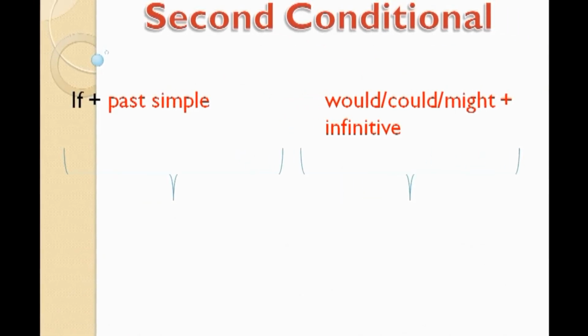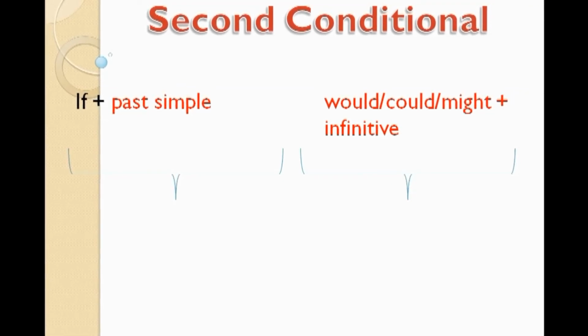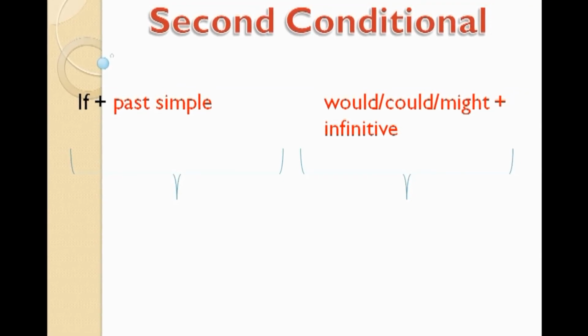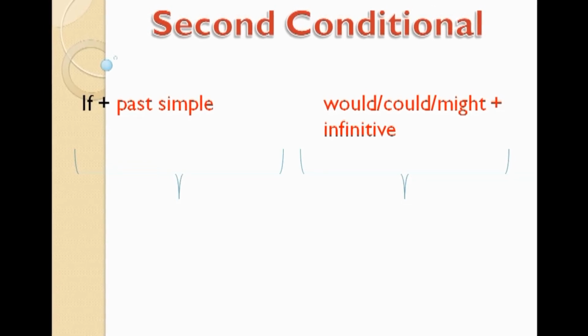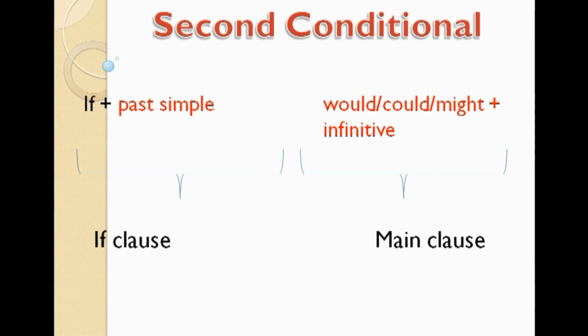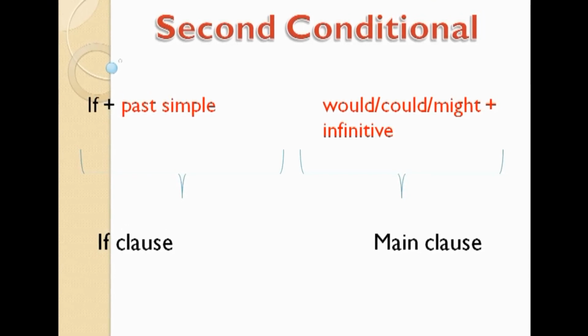And in the end, we form the second conditional by using the past simple in the if clause and one of the modals, would, could, might, plus the infinitive of the main verb in the main clause. Would is the most commonly used.